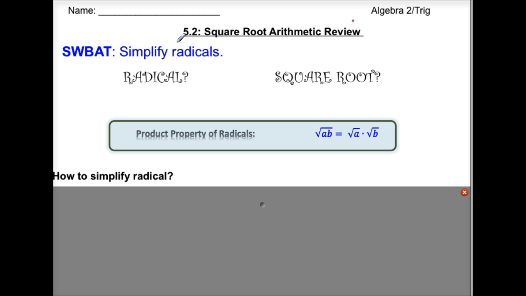Two key vocabulary words that we need to know for this lesson, which are used interchangeably, are radical and square root. To clarify, radical is the sign itself, and square root is anything under the radical sign. So the square root of 36 would be 6. The radical is this sign by itself, and the square root is the number under the radical sign. The property we need to remember is that the square root of some number ab is the same thing as the square root of a times the square root of b.